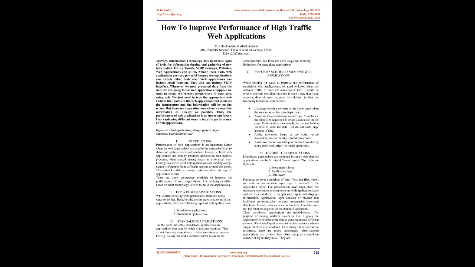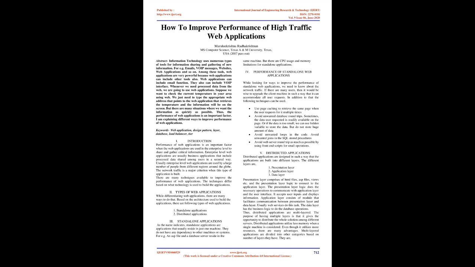Two types of web applications. While differentiating web applications, there are many ways to do that. Based on the architecture used to build the applications, there are the following types of web applications: 1. Standalone applications. 2. Distributed applications. Standalone applications: as the name indicates, standalone applications are applications that usually reside in just one machine. They do not have any dependency on other machines or systems. For example, an ASP file and a database server reside in the same machine.